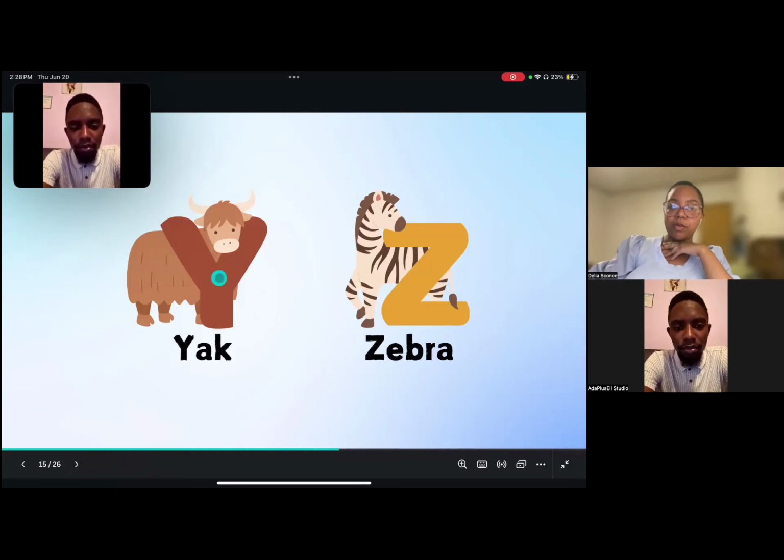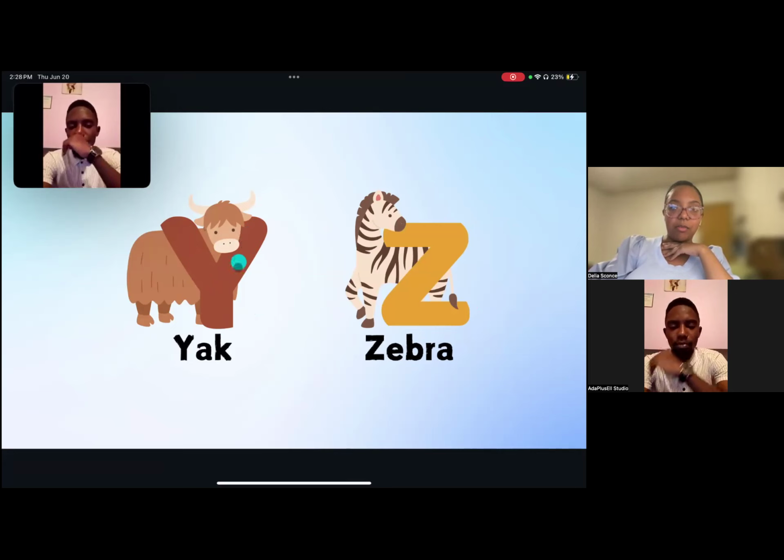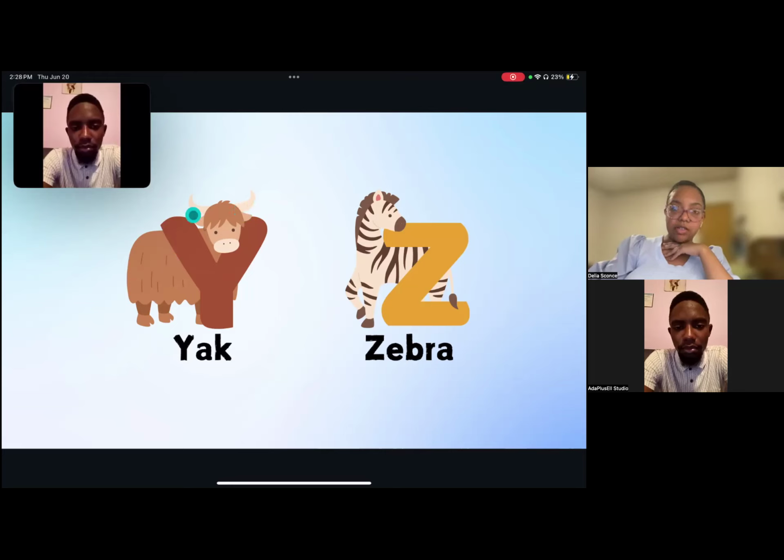Now Y for yak. So this is in the same family as cows and bisons and so forth. It has long hair and it has horns and it is brown and it has hoofs. Now we see Z for zebra.